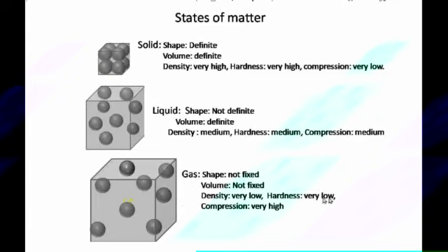Hardness is very low because interparticle space is very high. So hardness is very low. The particles can be separated very easily, as you can see in air. Now compression. If you apply pressure from any direction, its volume changes because of the large interparticle space. If you compress these molecules together, they will come closer and take less volume. So compression is very high.